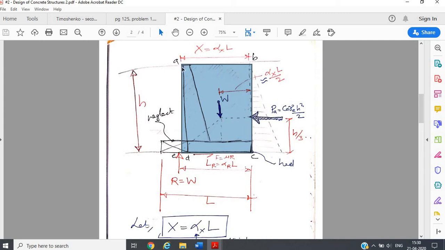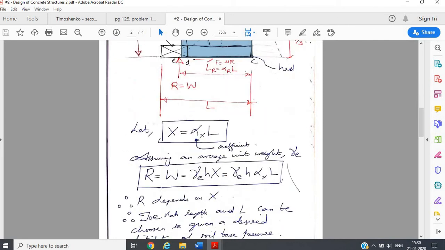Please pardon me for the inclination of the vertical stem. This side of the vertical stem will be truly vertical, so in what I have drawn, it is not. Please excuse me for that.